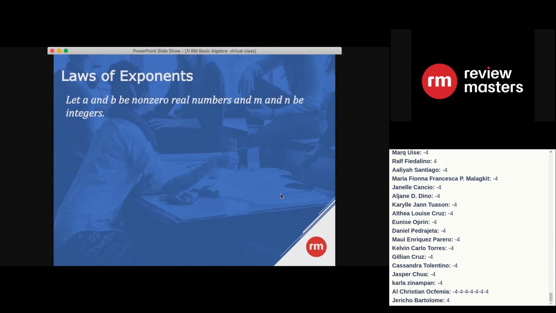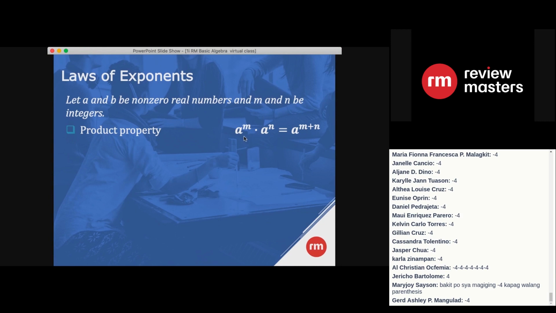Okay, now let us recall the laws of exponents. Let A and B be non-zero real numbers and M and N be integers. So for the product property, A to the M times A to the N is equal to A to the M plus N. So what do we do if they have the same base? Parehong A, we add the exponents. Okay?